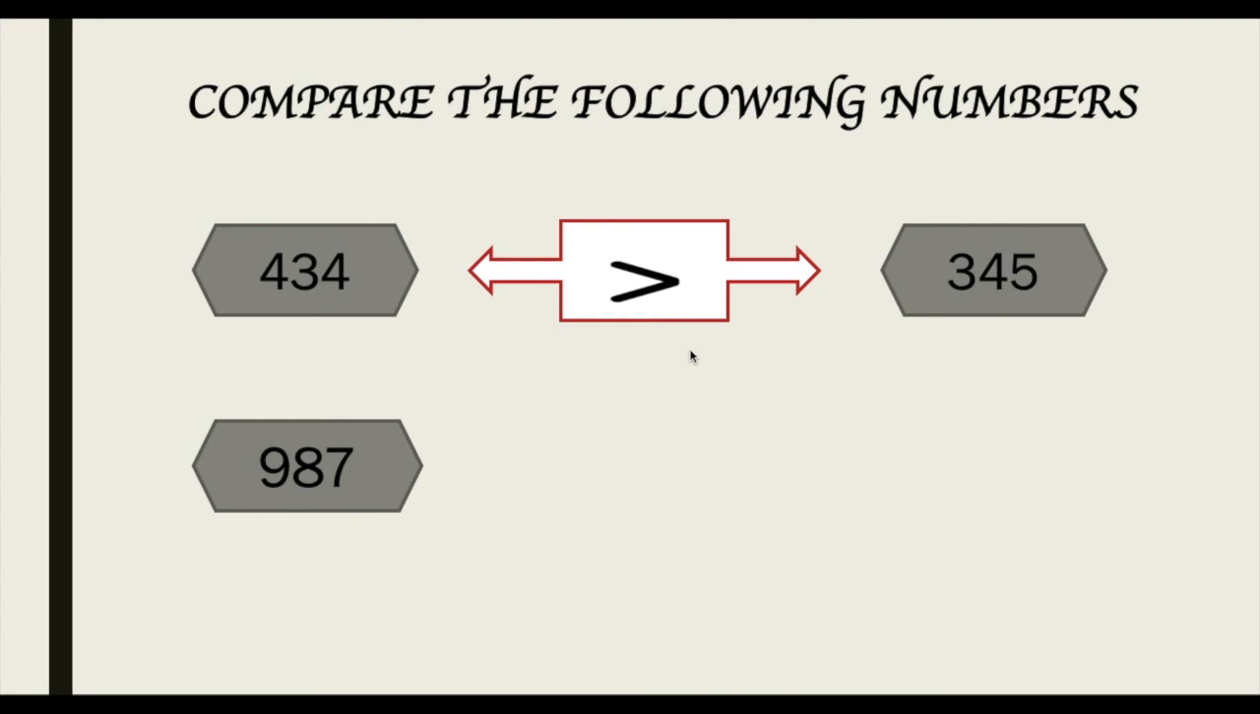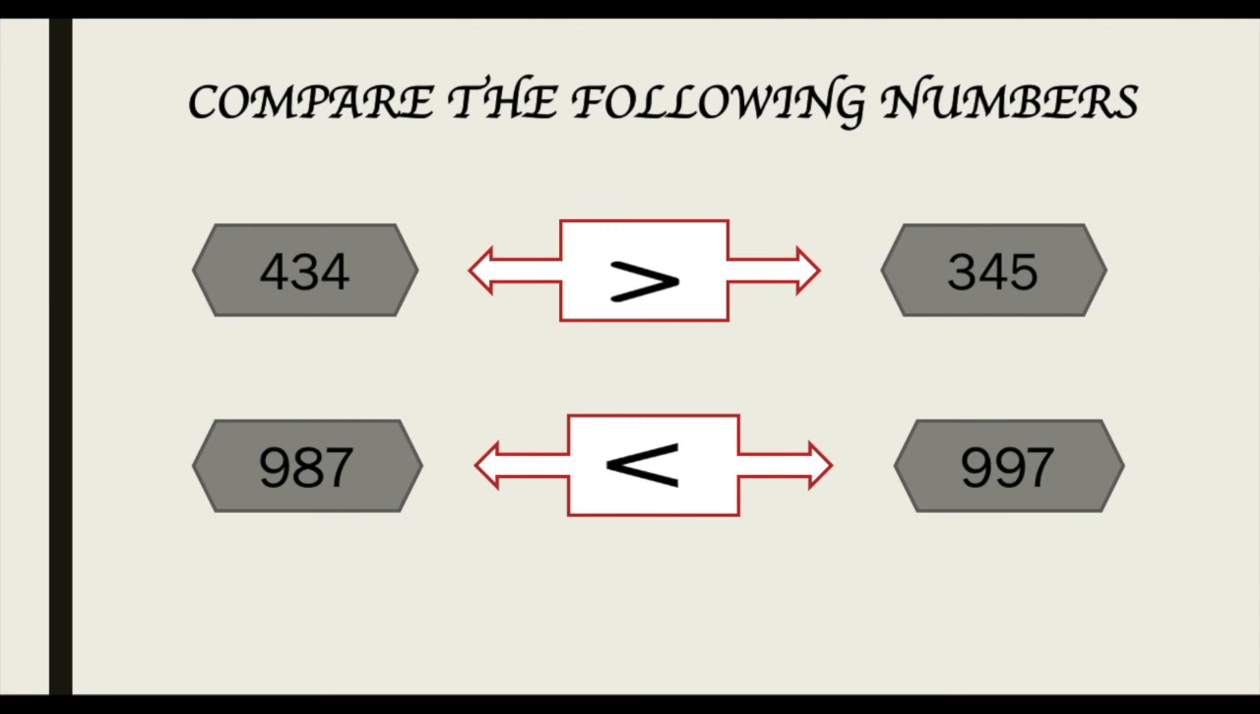Next we have 987 and 997. When you are comparing the numbers, see the numbers in the hundreds place. In the hundreds place, in both numbers we have the same number. Then you have to see the numbers in the next place, that is the tens place. In the tens place we have 8 here. In the tens place here we have 9, which makes 987 lesser than 997. So you have to see the numbers in the hundreds place first, then you have to see the numbers in the tens place if the numbers in the hundreds place are the same.